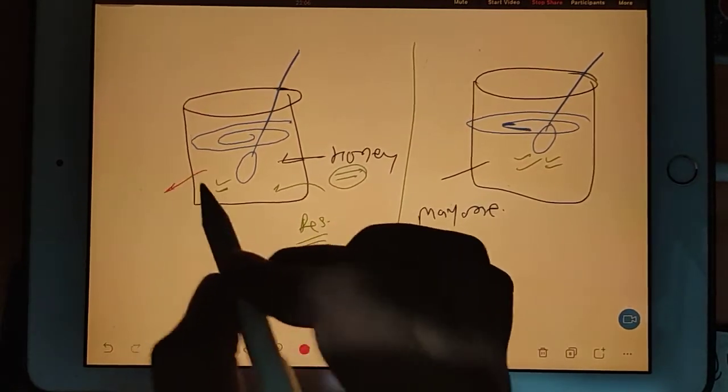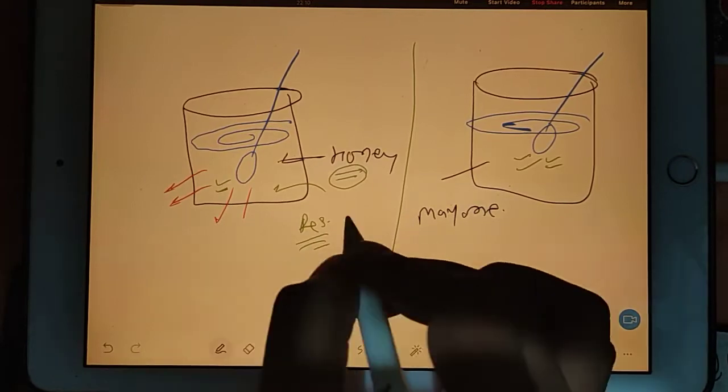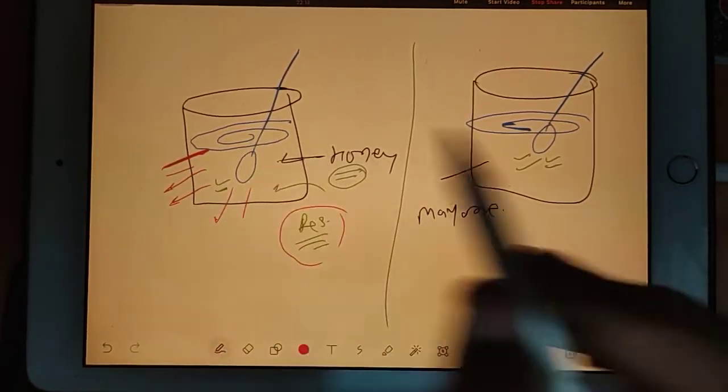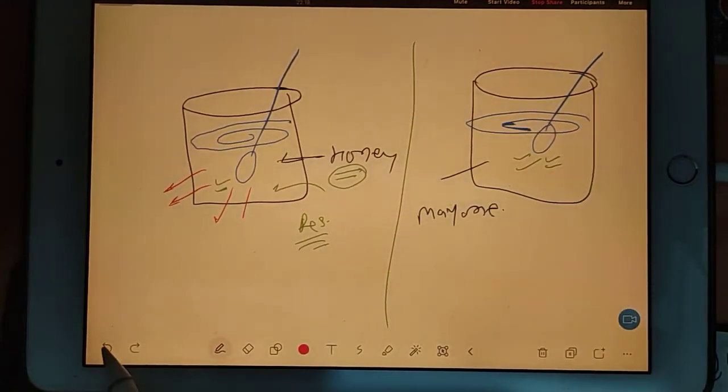Okay, so in honey, you are getting more resistance. So it means what? Viscosity in the honey is more than the viscosity in mayonnaise. Okay, now in the same example, we are going to remove the spoon.